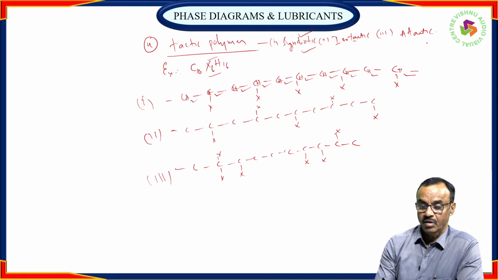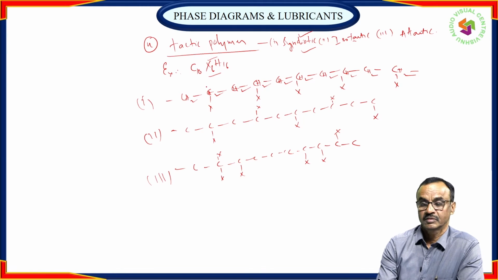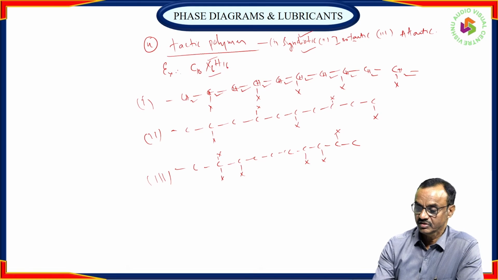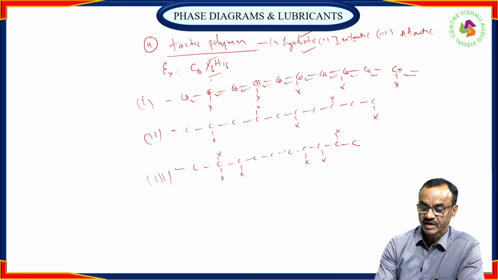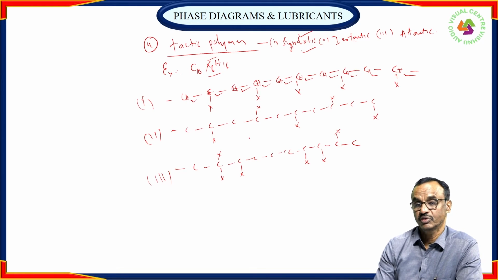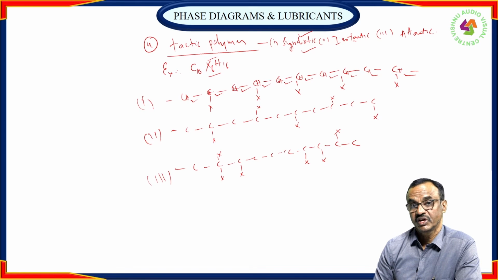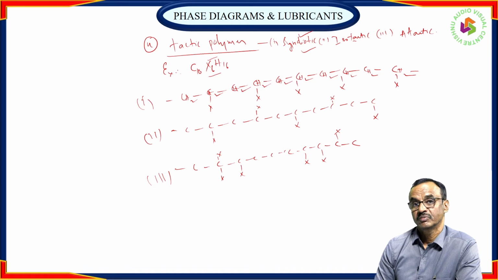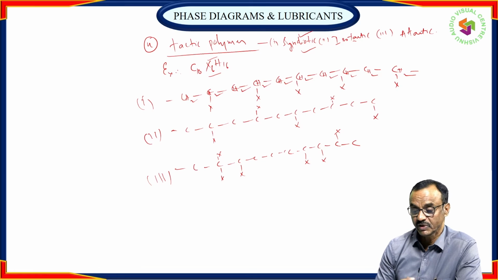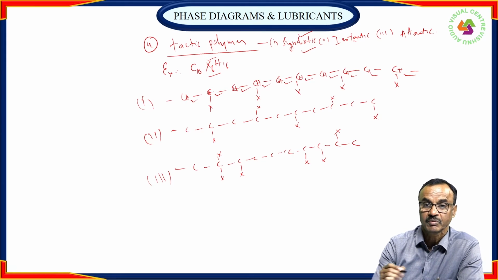So all of these are represented by the same formula. This formula: number of carbons 10, number of hydrogens 16. In this also we can write number of hydrogens also 16, and X atoms attached to the main chain are 6 only. Having the same formula and same functional groups, they exhibit different physical and chemical properties because the arrangement of X atoms is different with respect to the main chain, known as tactic polymers.